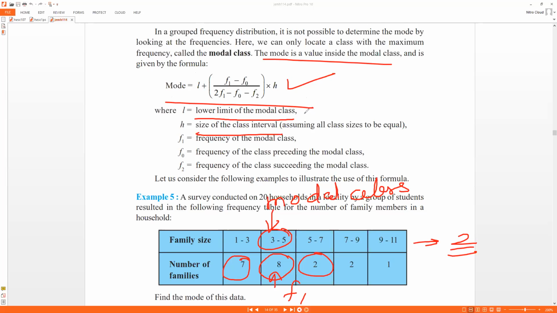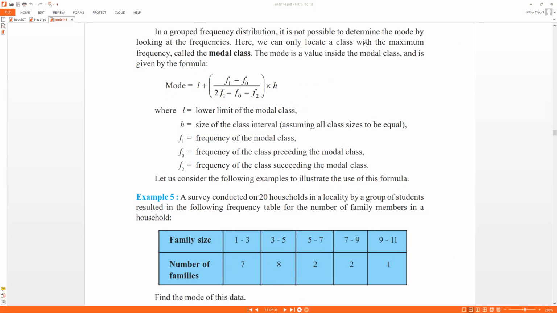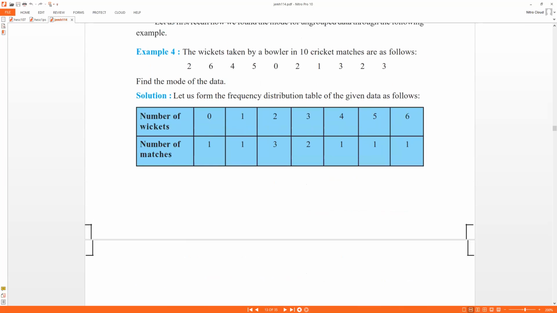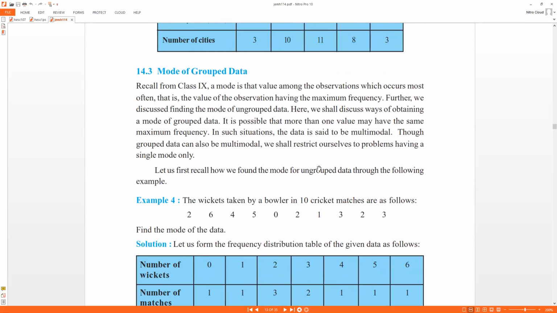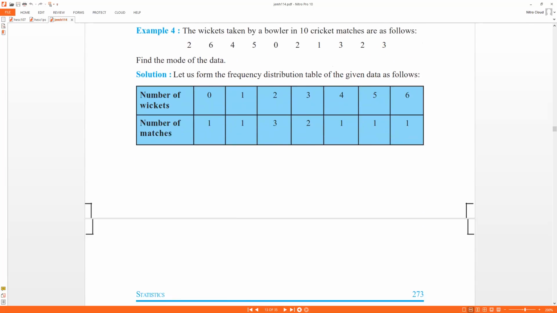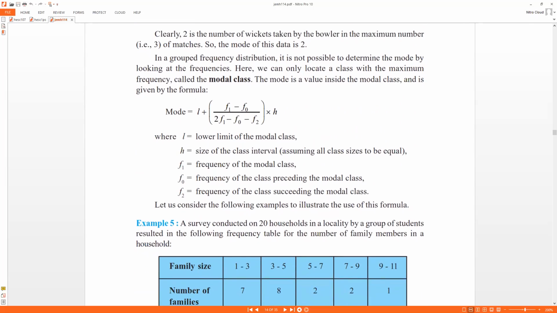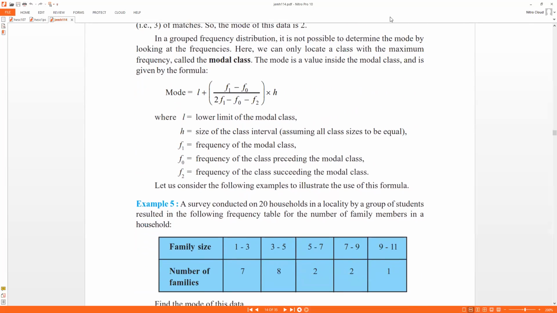Are you getting my point? कळलंय काय होतंय नक्की? Yes, sir. Understood? Yes, sir. Okay, when we do the problem, you will thoroughly understand. Don't worry about this right now. Heading द्या फक्त आता, mode of a grouped data, आणि हा फॉर्म्युला लिहून घ्या. ओके, हा फॉर्म्युला लिहून घ्या आणि मग तो कसा अप्लाय करायचा आपण नेक्स्ट टाइम बघूया.